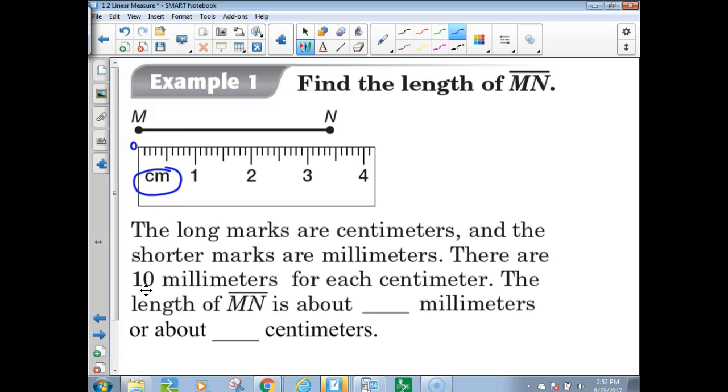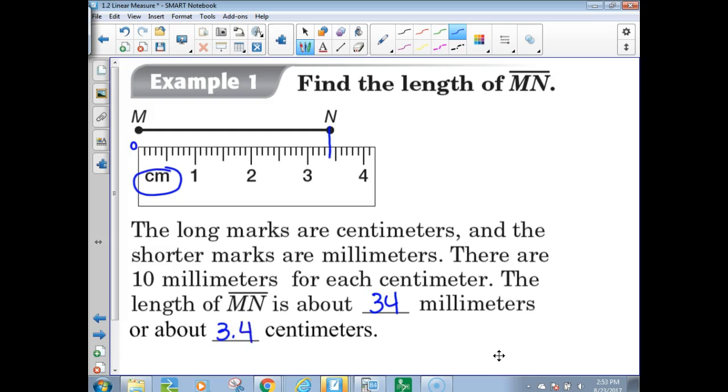That's what they're talking about when there are 10 millimeters for each centimeter. Now, if we want to measure this segment, this length is 10, 20, 30, and then 1, 2, 3, 4. So that'd be 34 millimeters. Or if we want to do it in centimeters, that's 3 as the whole number, and then 1, 2, 3, 4 marks after the 3, so 3.4 centimeters.